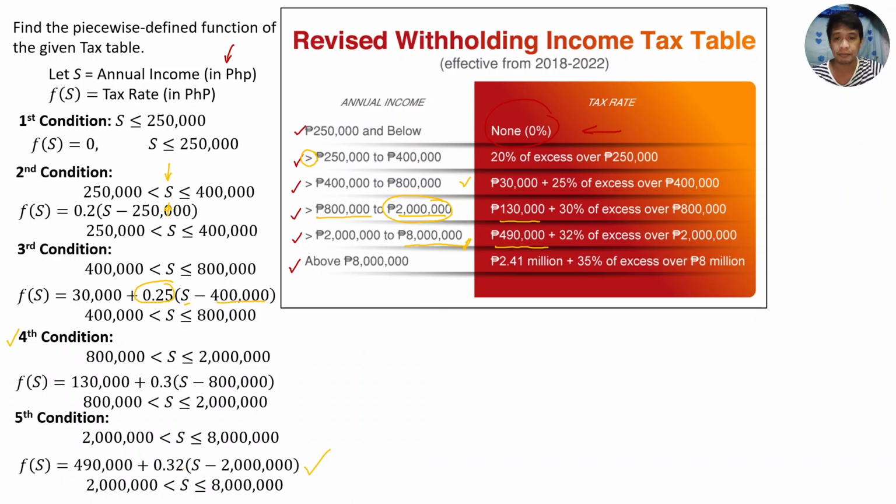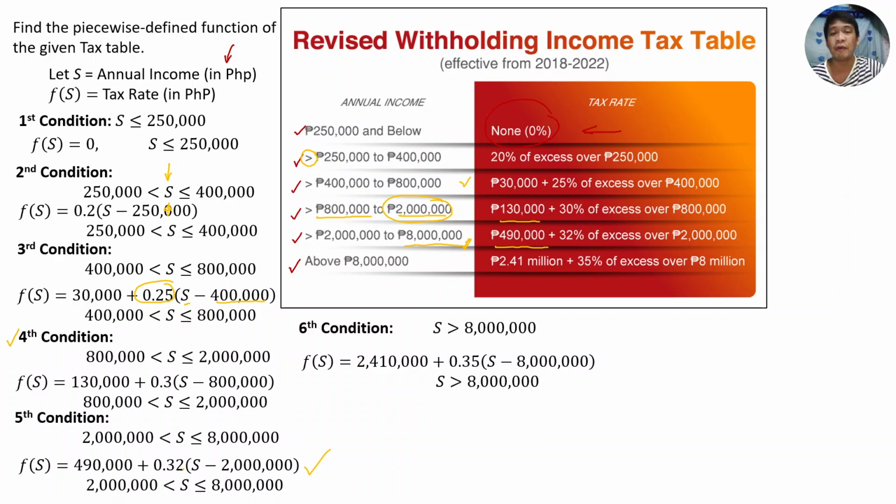And then for the last one is above 8 million. So for S greater than 8 million, we have 2.41 million plus 35% in excess over 8 million pesos. So S minus 8 million, yung kinikita minus 8 million times 35% of that plus 2.41 million pesos.